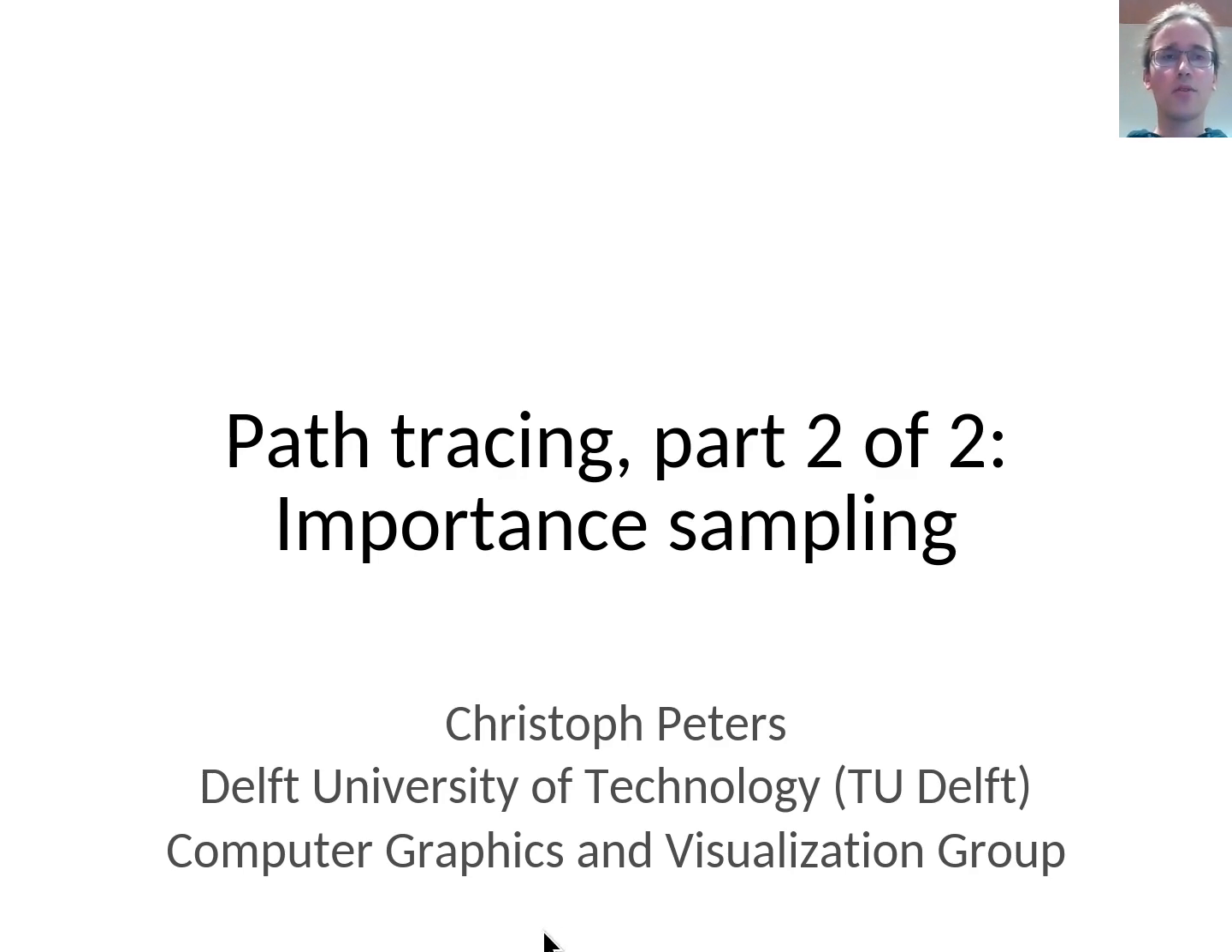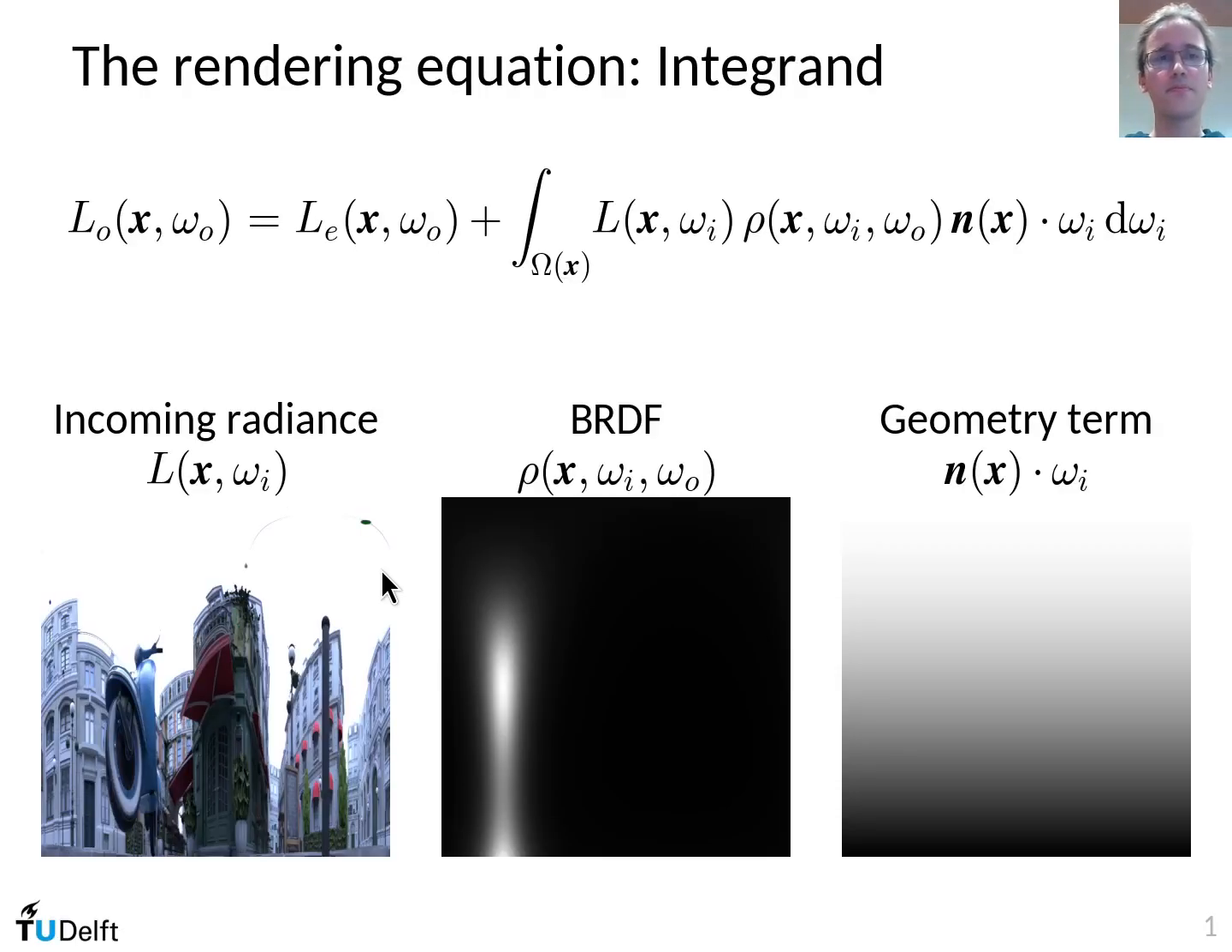Welcome to part 2 of this lecture on path tracing. Today we will talk about importance sampling to make the path tracer from part 1 converge more quickly.